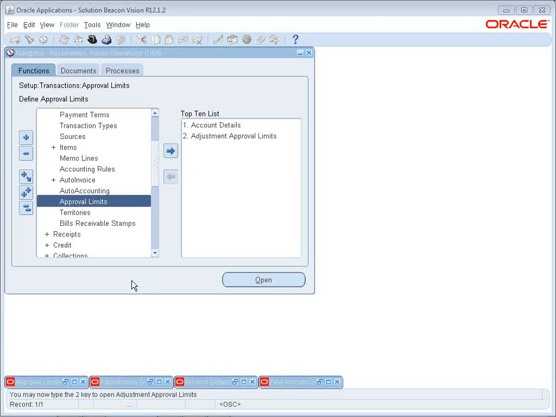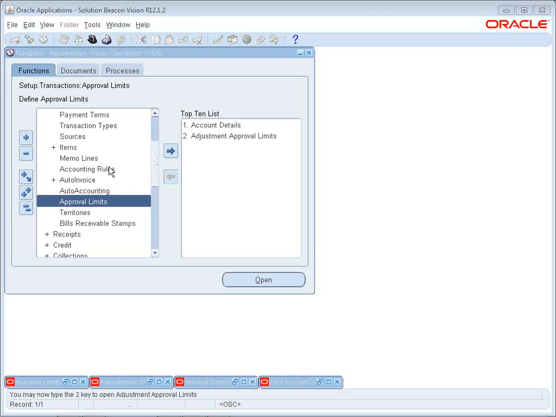So the gist of the issue is we have an automated control, or supposed to be an automated control within the system, or a system-based control that prohibits somebody from entering an adjustment unless they have an approval limit. So an adjustment would be a write-off of a transaction or part of a transaction.